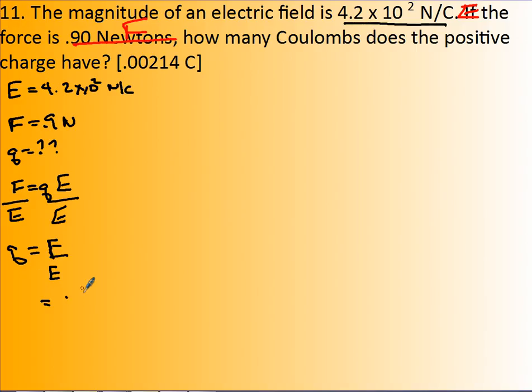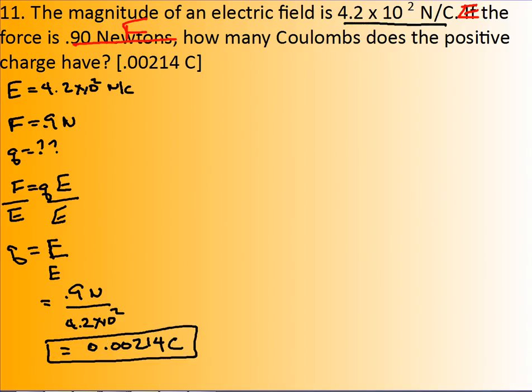So F is 0.9 newtons, and E is 4.2 times 10 to the 2. So 0.9 divided by 420 is 0.00214 coulombs. There's our answer.